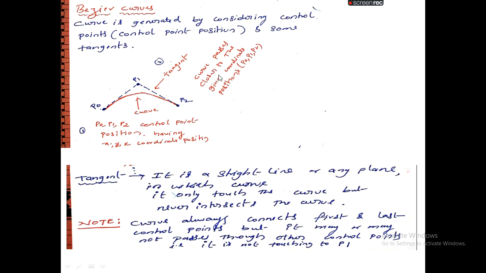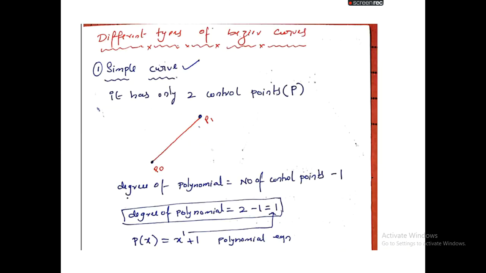And I have written one sentence here: the curve passes closer to the given coordinate positions. It means most of the time, whatever curve we are generating passes closer to the given coordinate positions P0, P1, P2. So you need to remember these conditions and these two components we need to create Bezier curves. Next slide.